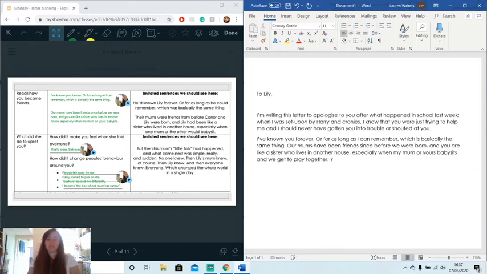I might just finish that with "you're my best friend," because that's what this paragraph is about. This paragraph is explaining the fact they've been friends for such a long time. Press enter. I've done all that.